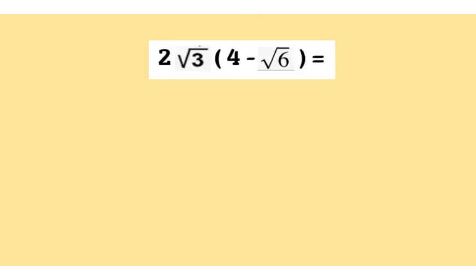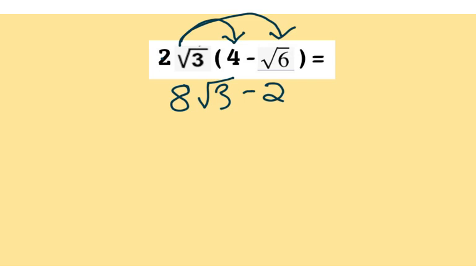Next looks like a much harder problem, but it's really not. I'm still going to do the same exact thing, and I'm going to stick to my rules of multiplying radicals. So first I'll do 2 times 4, and that's 8. And since the 4 has no radical sign connected to it, I'm just going to bring the radical 3 next to the 8. And next I'm going to do 2 radical 3 times negative radical 6, and that's going to give me a negative 2 and a square root of 18.